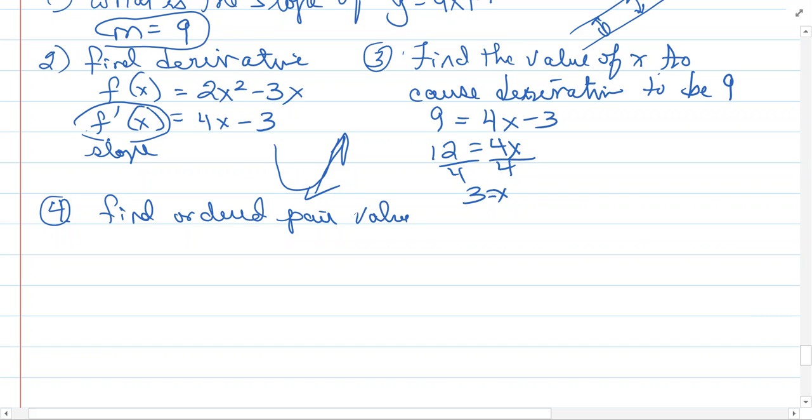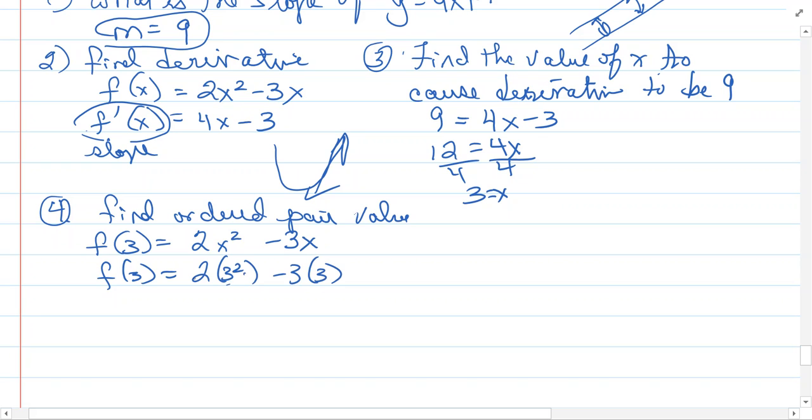All right, so we want f of 3. Okay, to find the value of the original function, I'm going to have f of 3 is equal to 2 times 3 squared minus 3 times 3. And this is 9. 18 minus 9 is 9. So the ordered pair that we need is x is 3 to get the slope of 9 and the value of 9. So I thought that was pretty cute, right?